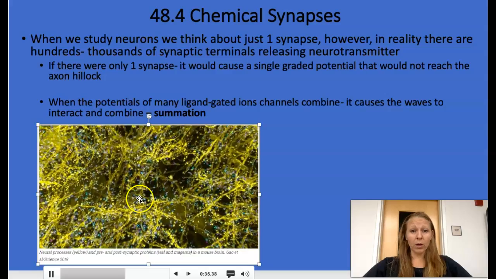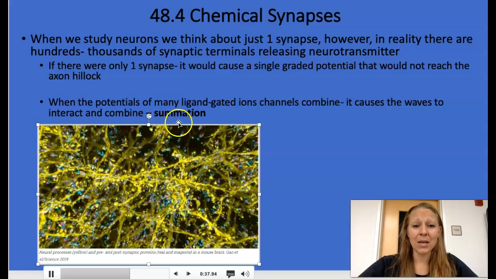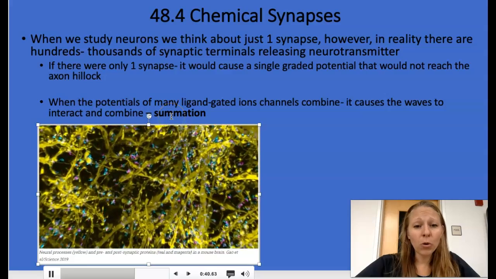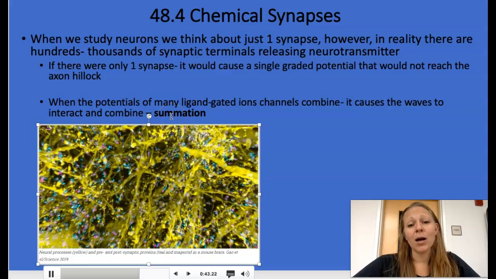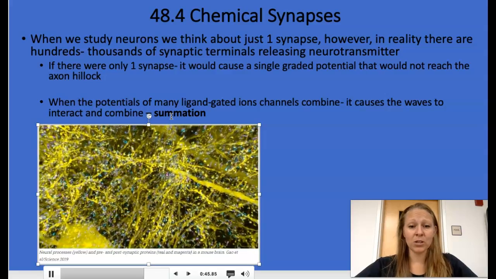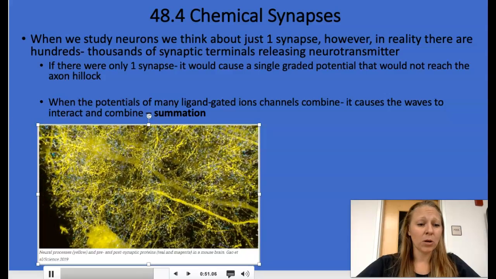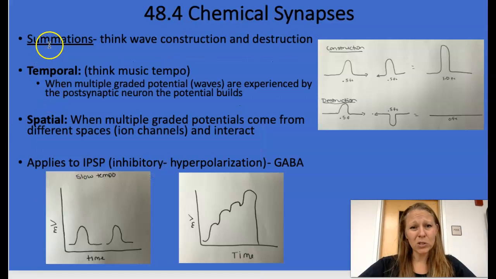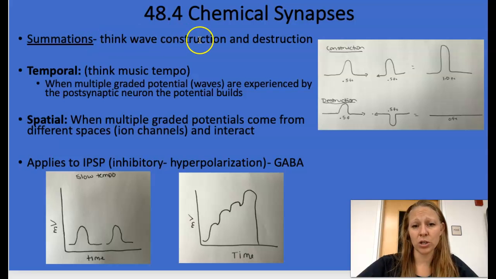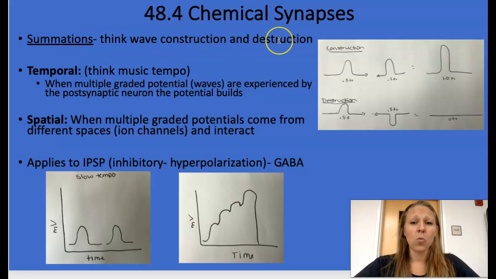I want you to keep that in mind because there's something called summation. If there are multiple potentials happening all at once, they're going to be summed together. Let me explain that a little bit more clearly on the next page here. So summation, think wave construction or wave destruction. When you have the positive ions coming into the neuron through the membrane, it's going to cause a sort of wave, like a graded potential.